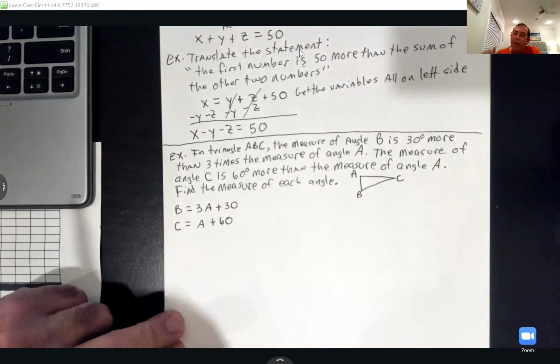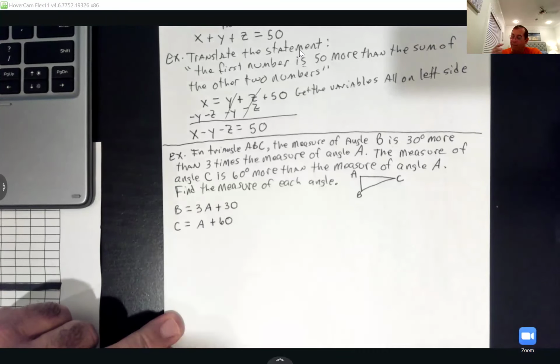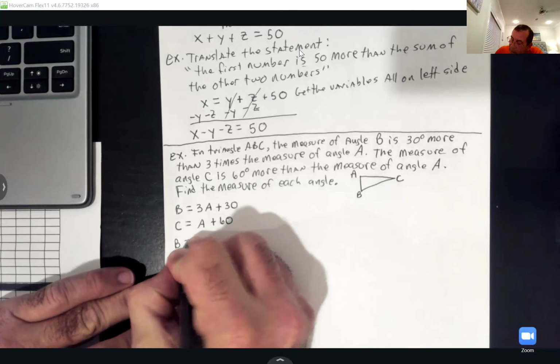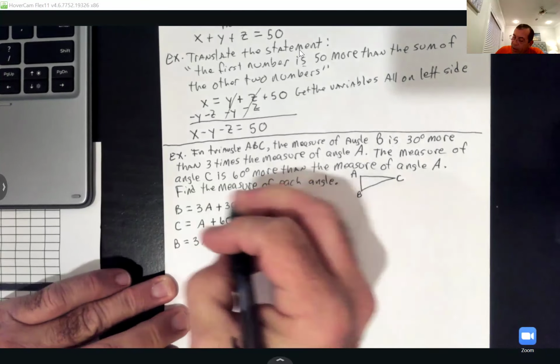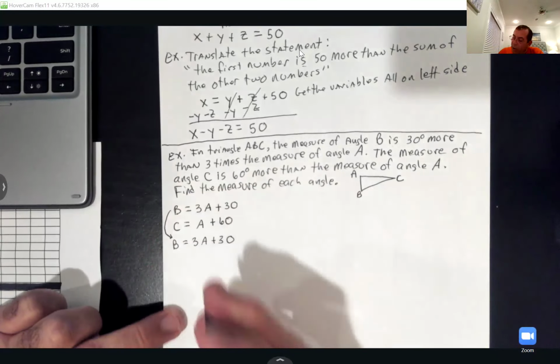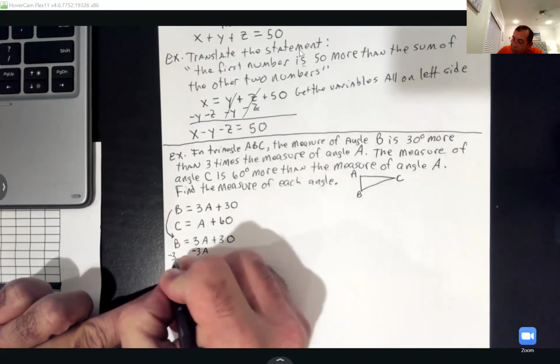Now remember, when I work this, I need all the variables on one side equal to the numbers. So we're going to have to move this 3A to the other side and this A to the other side when we start working this, okay? So let me start with my B equals 3A plus 30. So all we're doing is getting this one in the right order. So y'all, you're going to have to come in and subtract 3A from both sides.